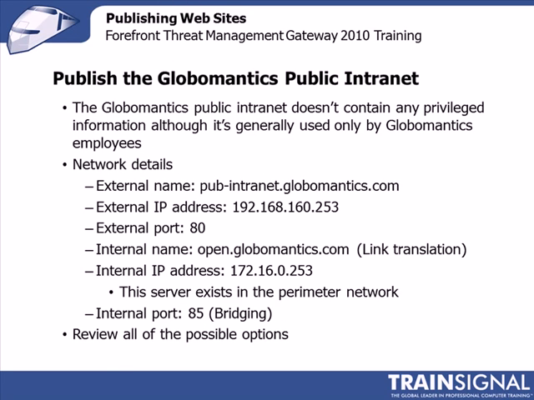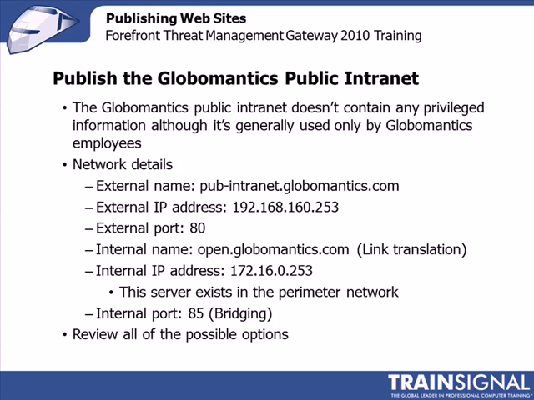Now, we're on to the meat of the lesson, and this is where we're going to publish the GlobalMantics public intranet. The GlobalMantics public intranet doesn't contain any privileged information, and it's generally used only by GlobalMantics employees, although the company doesn't really care who sees the information. So it's sort of like publishing a regular website, but in this case, it happens to be the intranet.